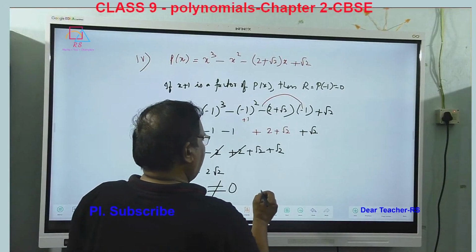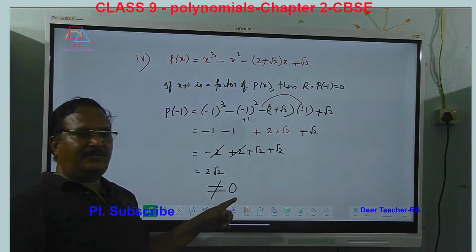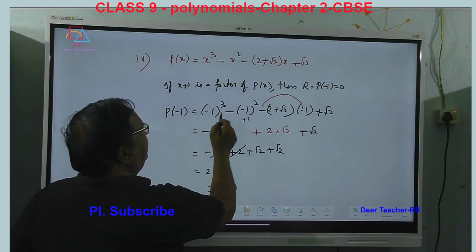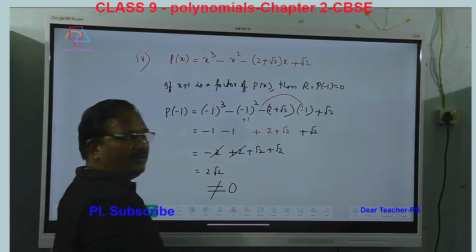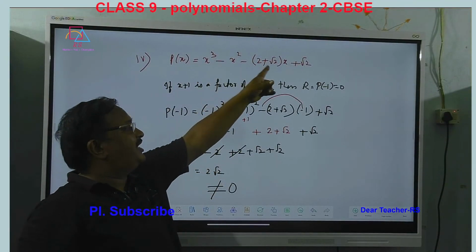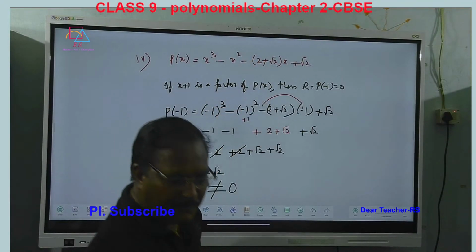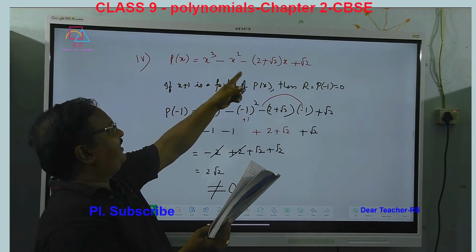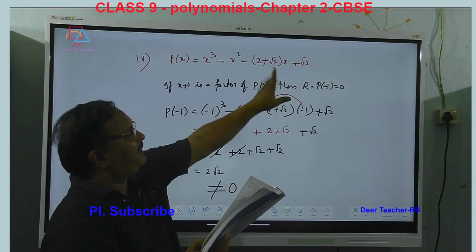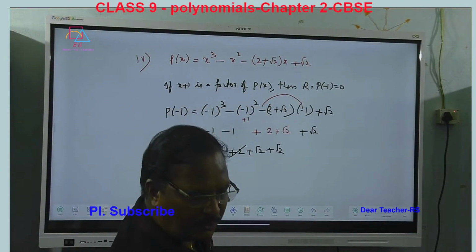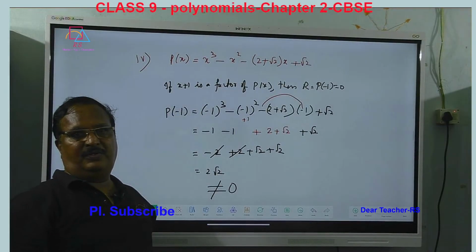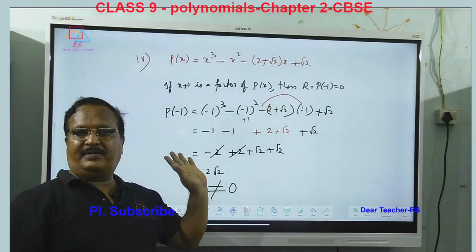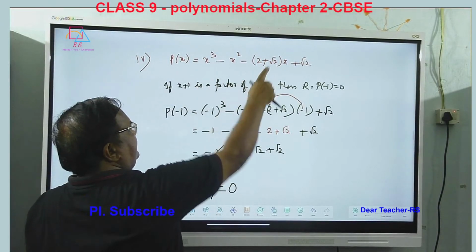Okay. So because it is not equal to 0, we will check once more, right? You have to first check whether you have copied it properly or not. I'll take the textbook, x cube, x square, minus 2 plus root 2x plus root 2. Yes, I copied it properly. If minus root 2 is there, these two will get cancelled. Okay. So my sum is correct.